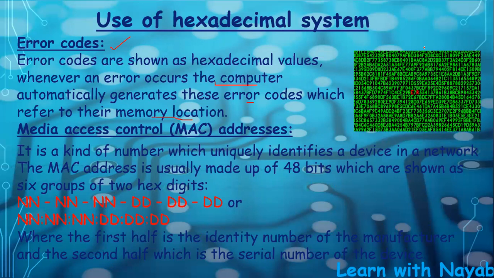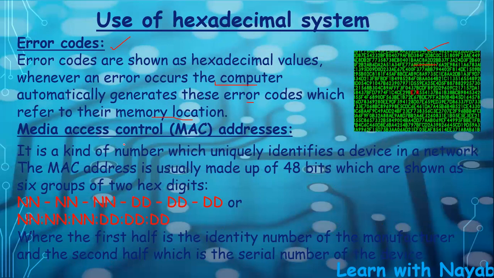You can also see this diagram which represents some error codes. You can see that they're in hex form, such as BAA, CBA. They are usually in hex form, generated by the computer whenever an error occurs.